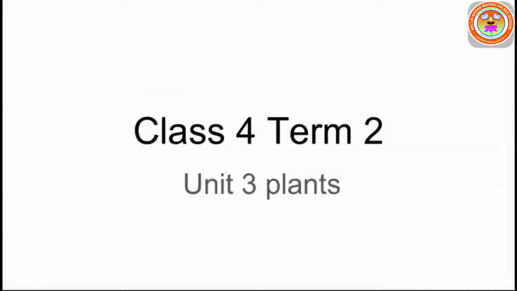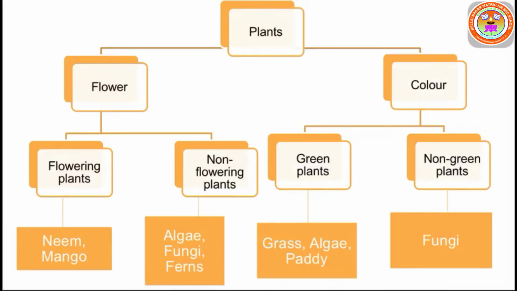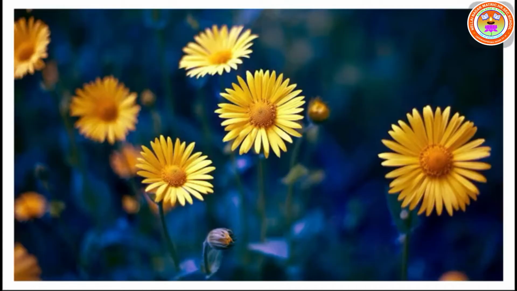In last class, we learned about parts of leaf and their functions. In this session, we are going to learn about classification of plants. Here shows the classification of plants in detail. Plants are classified in many ways based on stems, lifespan, seeds, flower, and color. In this session, we will study about the classification of plants based on the flower and color.